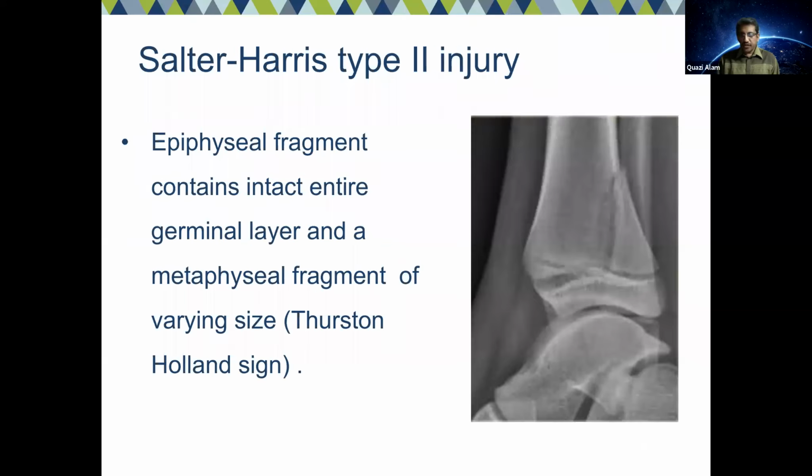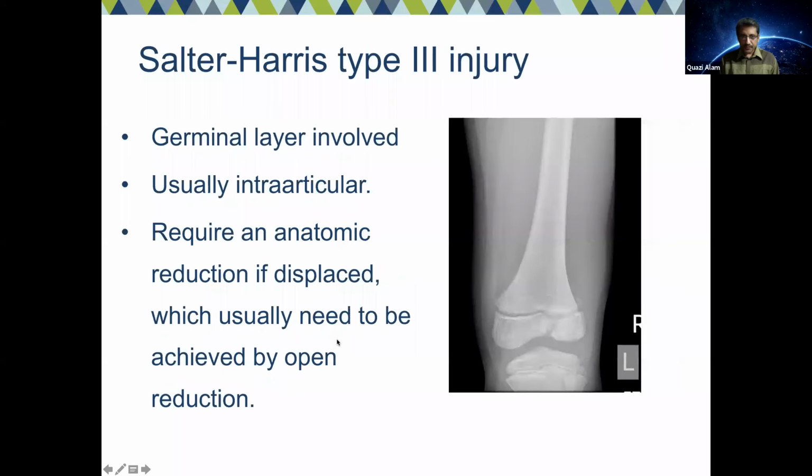In type 3 injury, the fracture line goes through the physis hypertrophic zone and then extends into the metaphysis, so a portion of the metaphysis along with the intact physeal plate is attached with the epiphysis. And this triangular portion is known as Thurston-Holland sign. In type 3, as I have already mentioned, it's intraarticular and germinal layers are involved. So it definitely requires an anatomical reduction if displaced, which frequently needs open reduction.